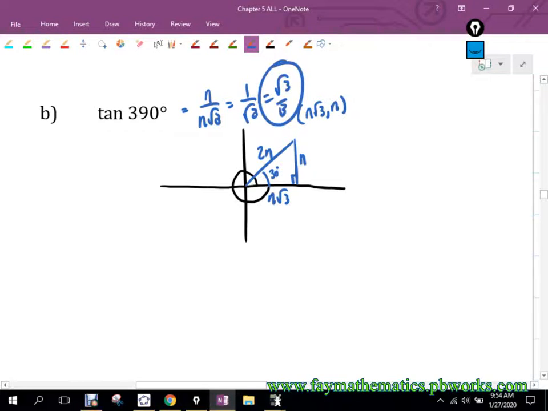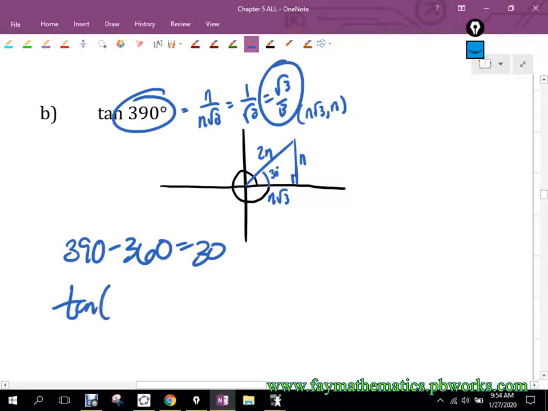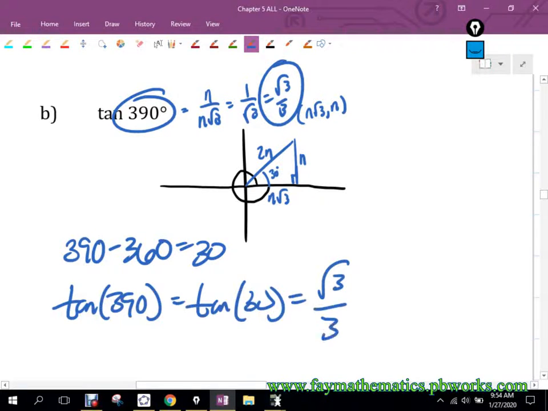Now here's my question. Did I ever really use 390? What angle did I really use? 30. Because 390 minus 360 is 30. So what we find out is that the tangent of 390 must be the same as the tangent of 30, which is the same as radical 3 over 3. But why is 390 the same as 30? What kind of angles do we know? Coterminal angles. So what you know about one angle, you know about all of its coterminal partners. Does that make sense?